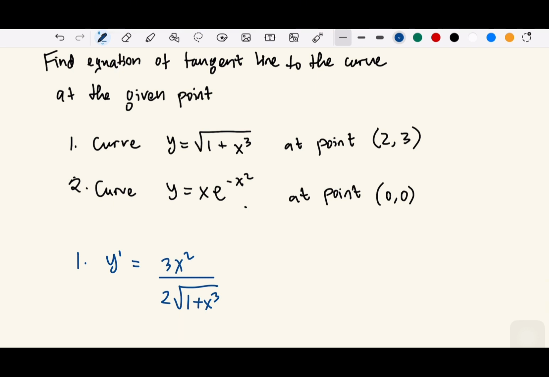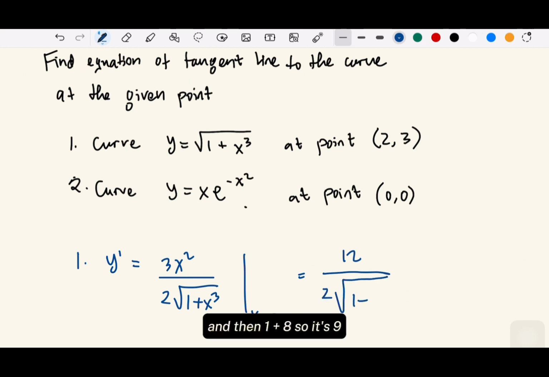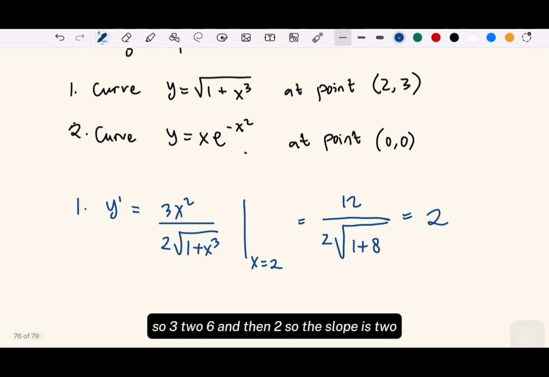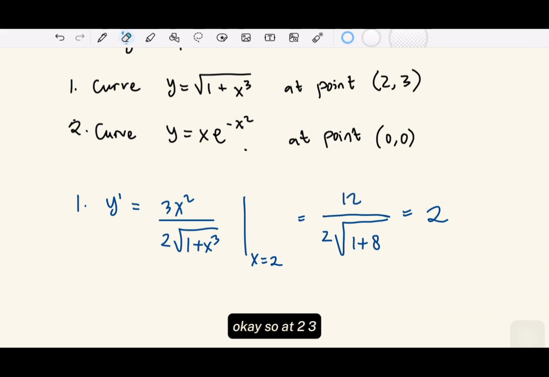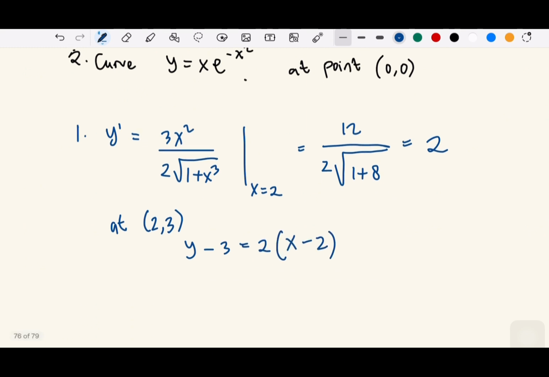And then we take x equal to 2, so this will be 12, 2, and then 1 plus 8, so it's 9. So 3, 2, 6, and then it's 2. So the slope is 2, which means that, let me write to make it okay. So the line equation will be y equals 2x minus 2. So this is 2x minus 1, right?